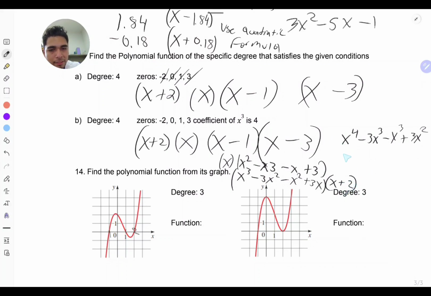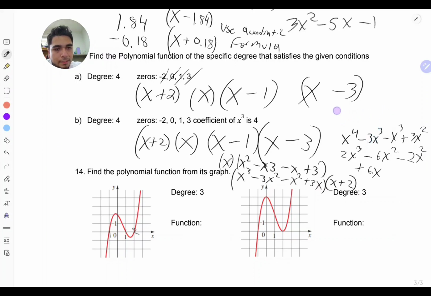So 2 times x cubed is just 2x cubed, minus 6x squared, minus 2x squared, plus 6x. Okay, so that one's super long. Super long. Okay, so in that sense we are done. Now we just have to simplify this.